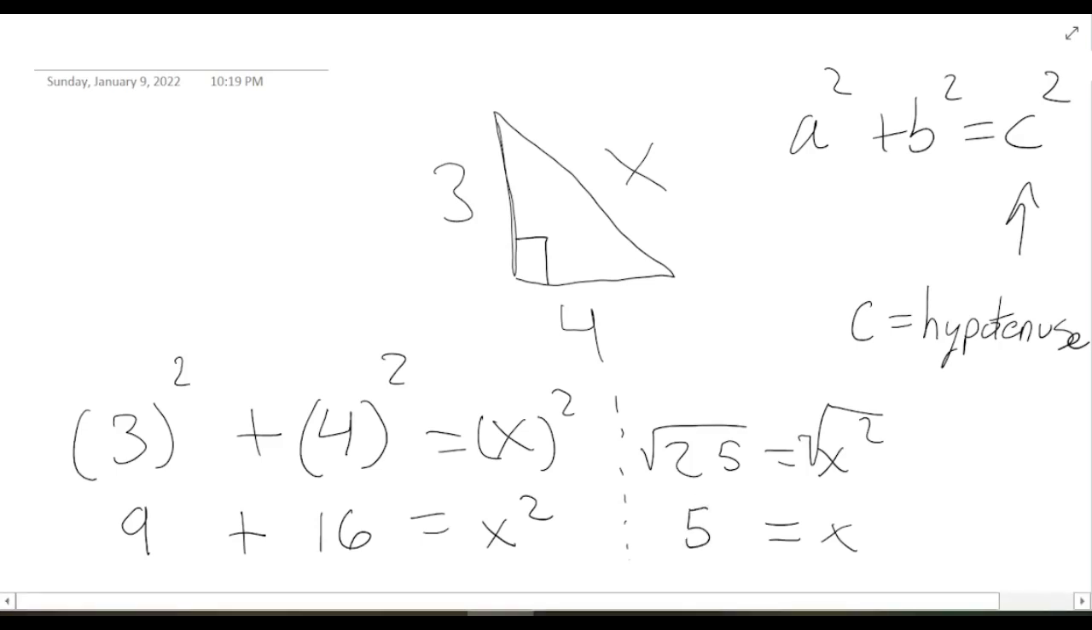Because if we're taking the square root of a number, we're saying what number times itself equals the number right below the square root. So in this case, 5. 5 times 5 equals 25. So that means 5 is our answer. 5 is the square root of 25, and 5 equals x. So this tells us that our hypotenuse over here is equal to 5. Now let's do another example.